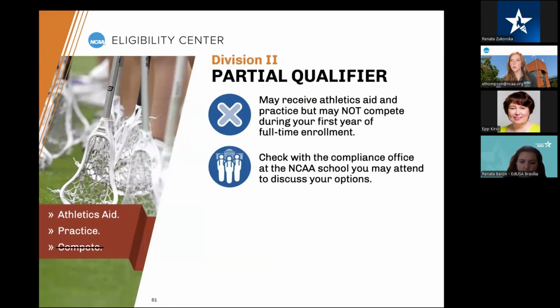And then partial qualifier. So maybe something happened where you weren't able to get that grade point average or you weren't able to get those 16 core courses. Division Two has a really great opportunity that differs slightly from Division One, which says that you could still be a partial qualifier. So maybe the scholarship option is no longer there for you at the Division One level because maybe you specialized in a very unique, technical or vocational program in high school that resulted in you not having enough core courses. You may still have an opportunity to get a scholarship at a Division Two level as long as you're admitted to that Division Two university. So as long as you are admitted to the university and submit your proof of graduation and are certified, you could at minimum receive scholarship and practice with a team at a Division Two school.